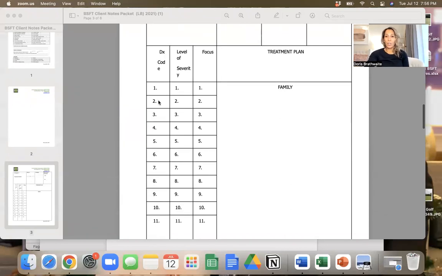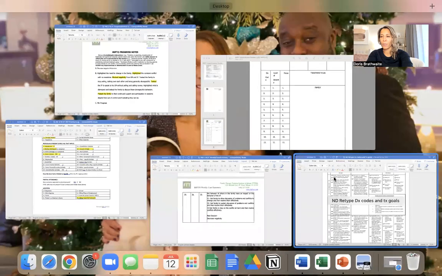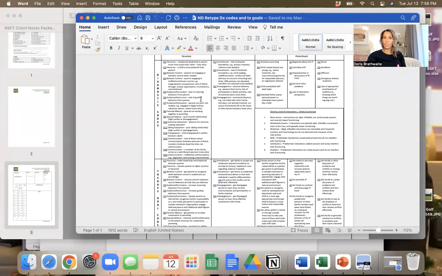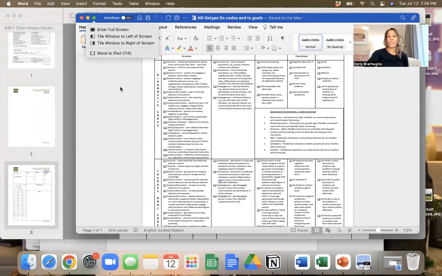Then you have the diagnostic code, level of severity, and focus. The diagnostic code is, with your first session, part of you creating a treatment plan to diagnose the family based on what you see in the first couple of sessions. The diagnostic codes are found on the diagnostic sheet. Let me bring that up for you. This is more of the cheat sheet of the diagnostic sheet. There is a more detailed, specific one that you will have received in training.